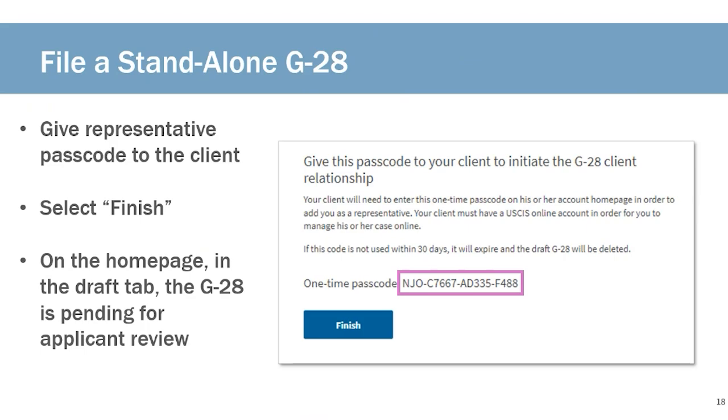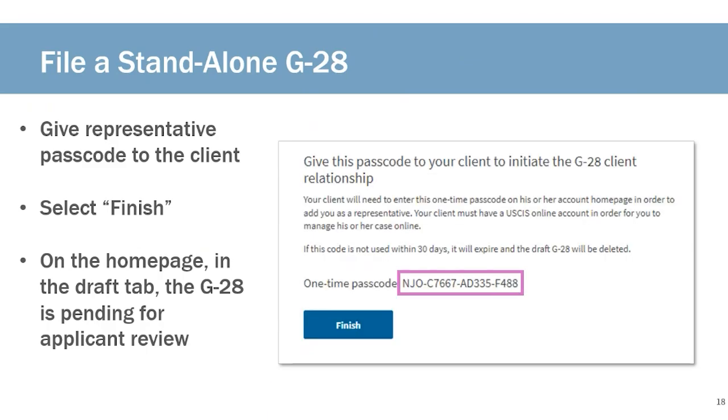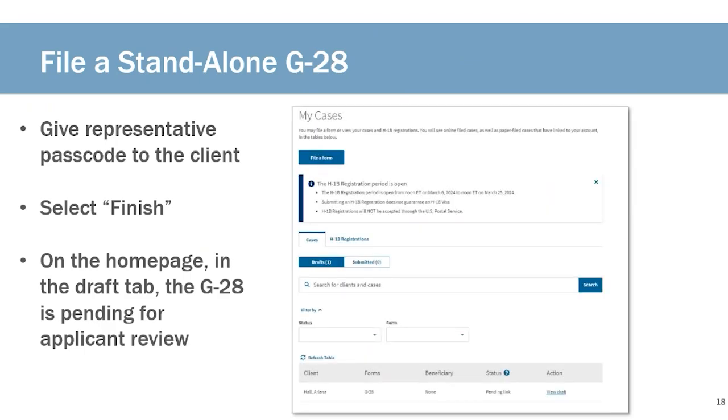It's important to remember that you can look at this code again. It can be found by selecting View Draft on the home screen in the Draft Cases tab. On this screen in the Draft Cases tab, the representative can see down at the bottom that the case is waiting for the client to review the G28.